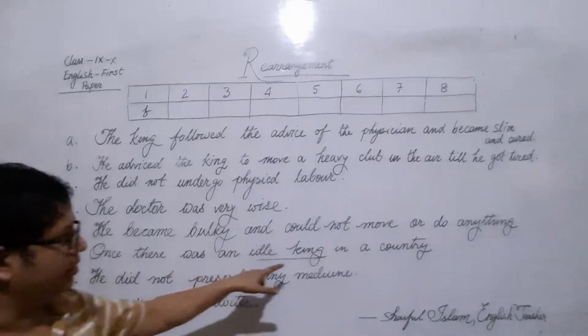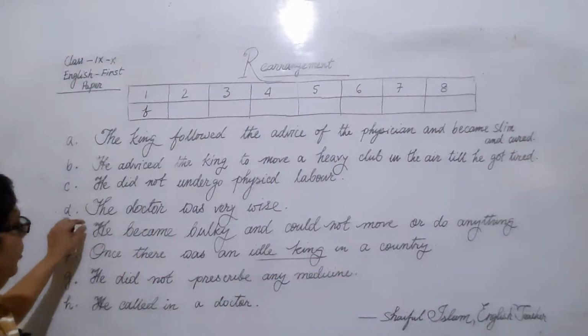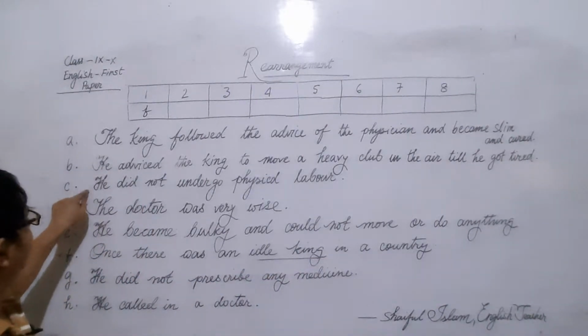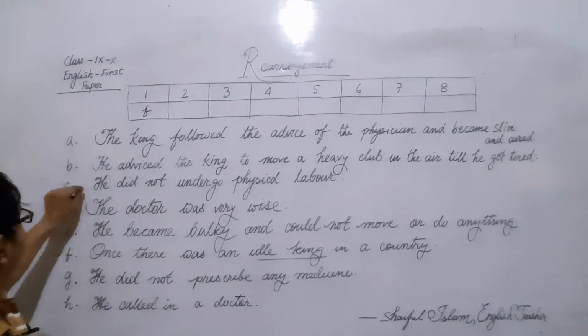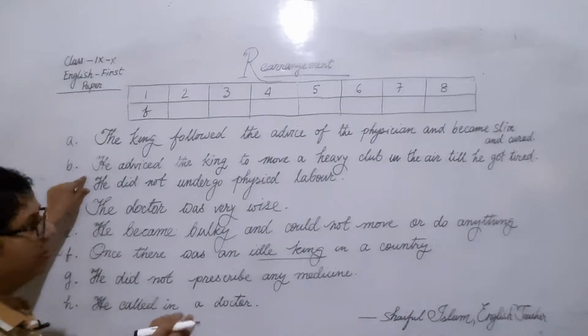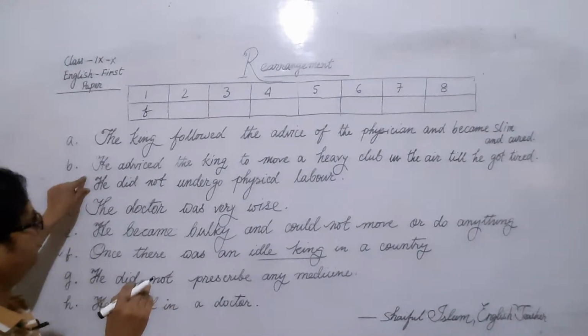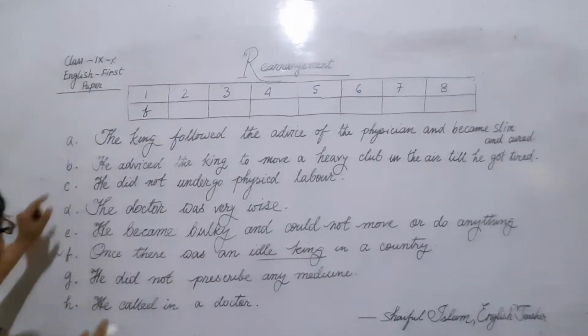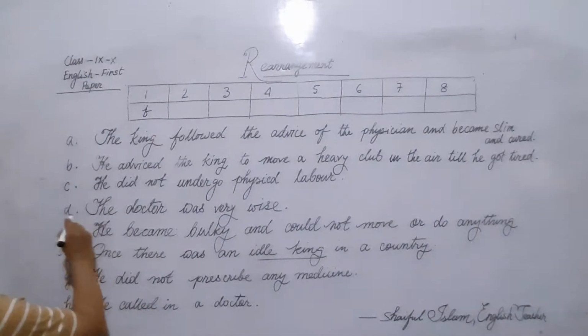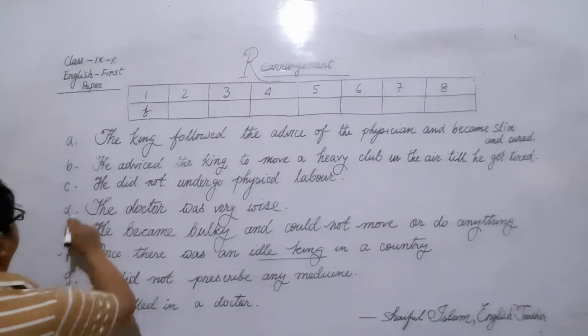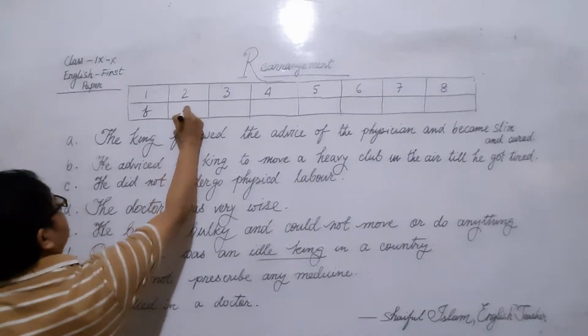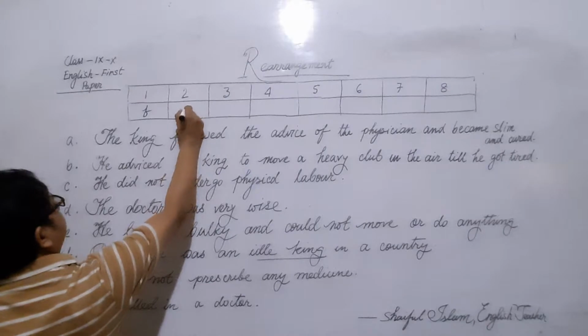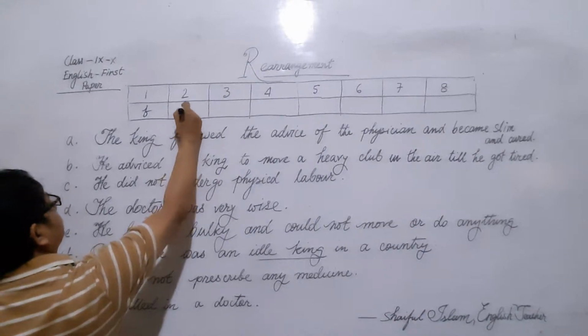Once there was an idle king in a country, so he did not undergo, number C, the king did not undergo physical labor. So this is the next information. F, after that C comes. C. Okay.